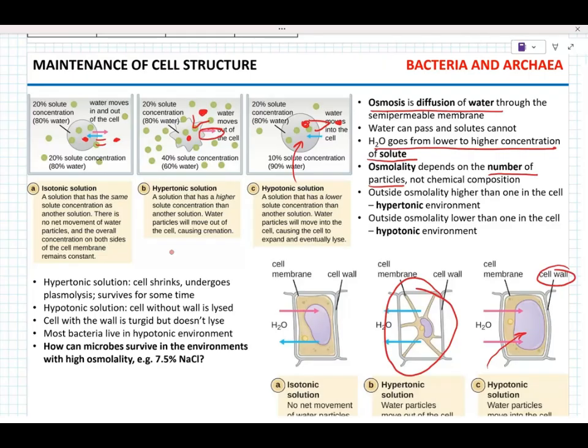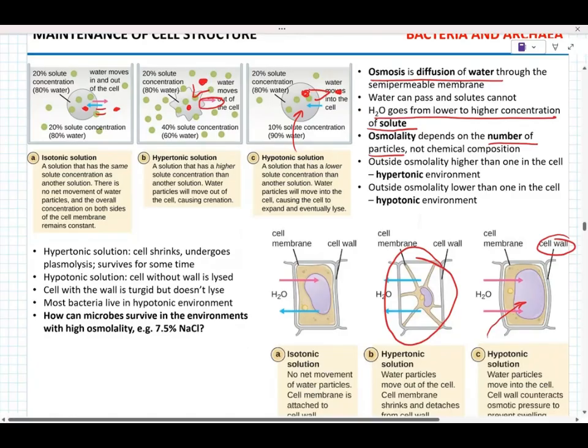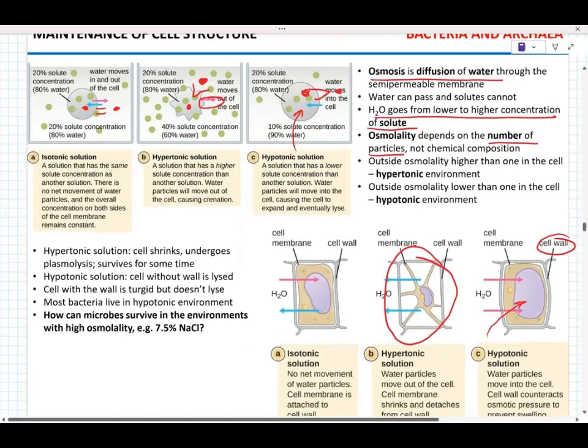But what about protozoa that do not have a cell wall? They usually live in hypotonic environments.